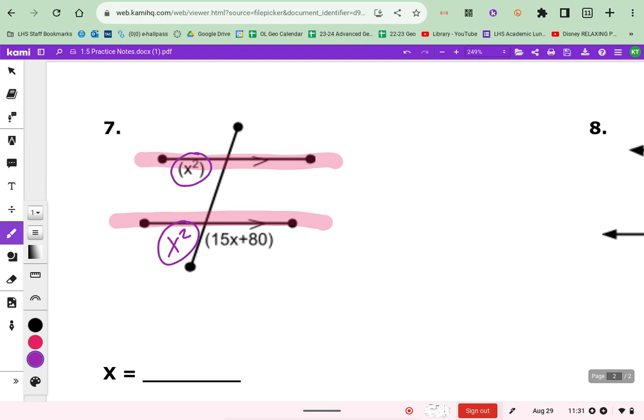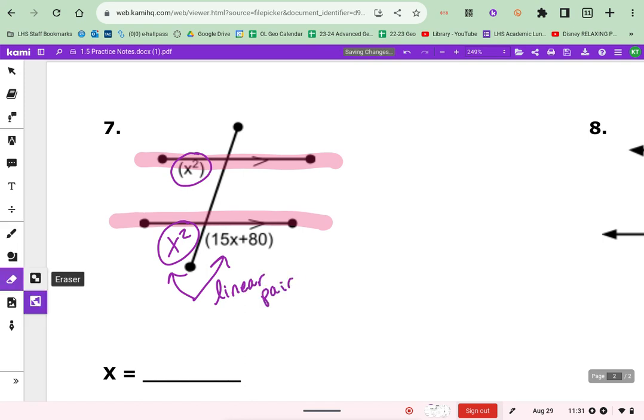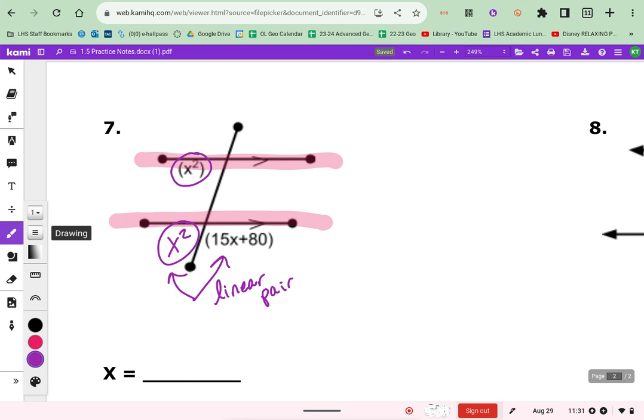And so now you ask yourself the question again. Now what angle relationship do those two angles have? They're supplementary because they're a linear pair, right? So these guys are a linear pair, which means they add to 180. So x squared plus 15x plus 80 equals 180.